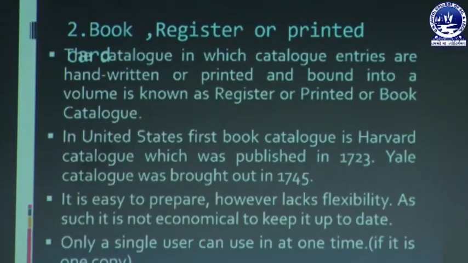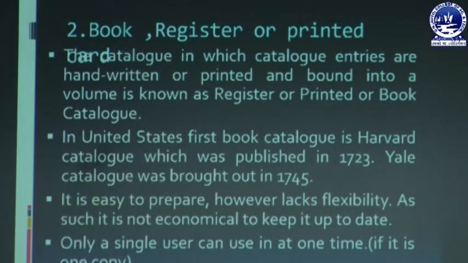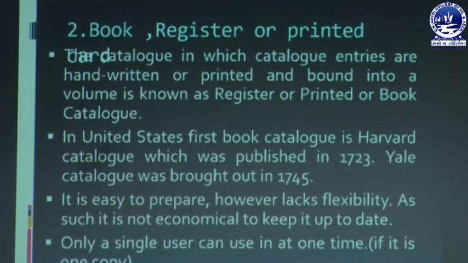In this catalog, entries are handwritten or printed and bound in a volume known as the register. It is like a book or volume of books. The United States first published this kind of catalog in 1723, but it was brought out in 1745. It is easy to prepare, because it looks like your books.